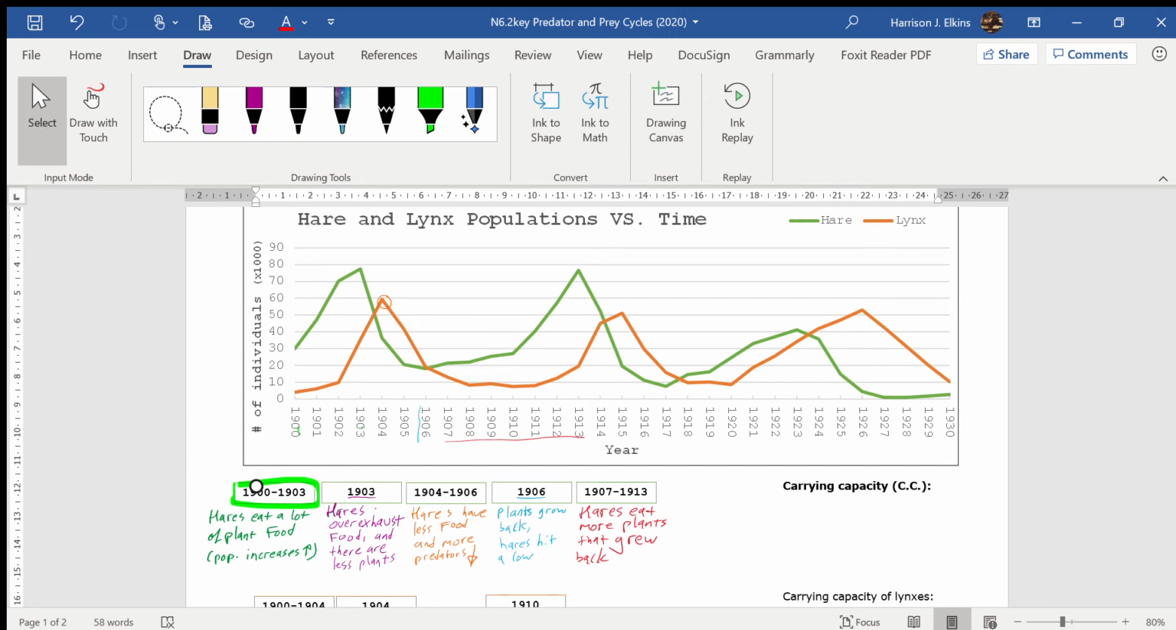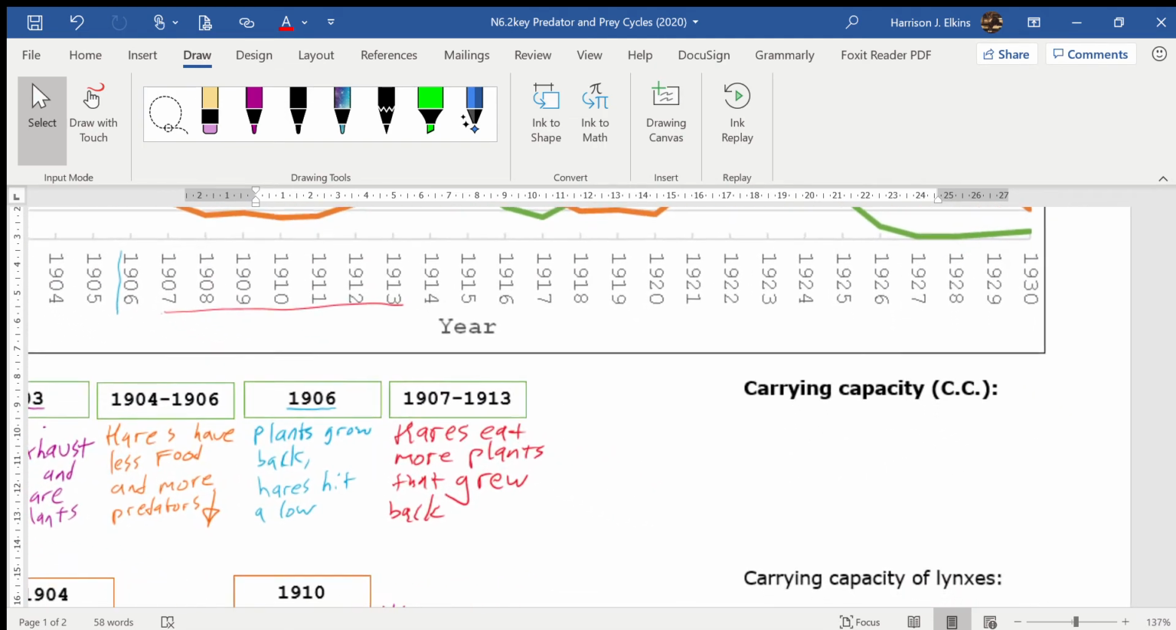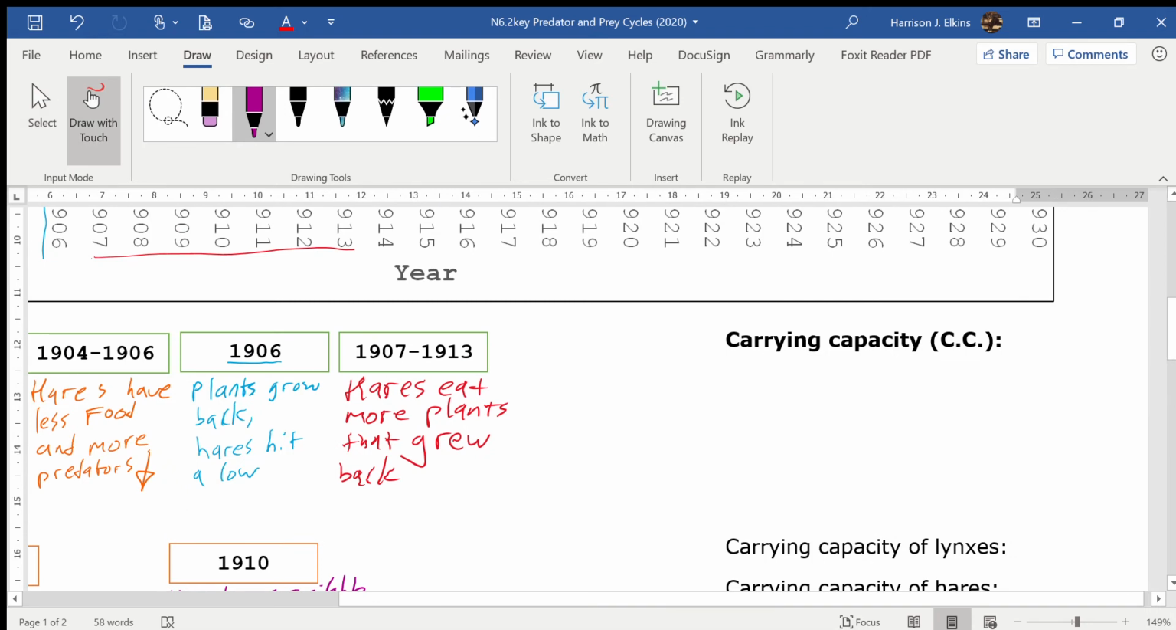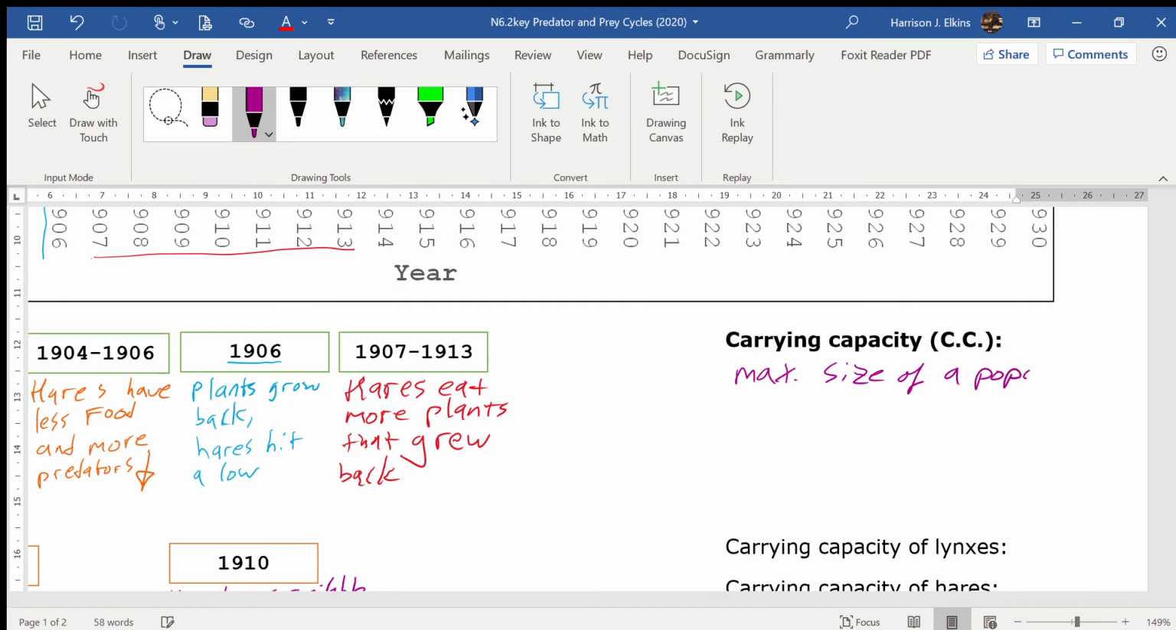As we look at this graph, there's an important word that I want us to examine, and that's carrying capacity. All right, carrying capacity, we can abbreviate that CC. It's basically the maximum size of a population that can be sustained in an ecosystem.